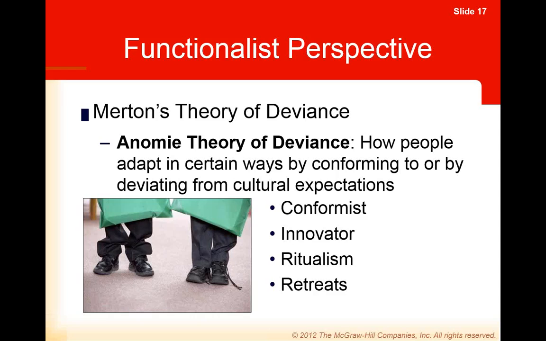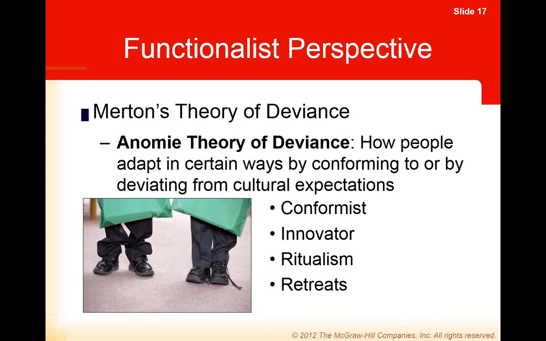And then there are retreatists. Retreating from society is rejecting both the means and the goals of society. People who live in the mountains, like hermits, could be considered retreatists. People living in communes in Oregon could be considered retreatists.